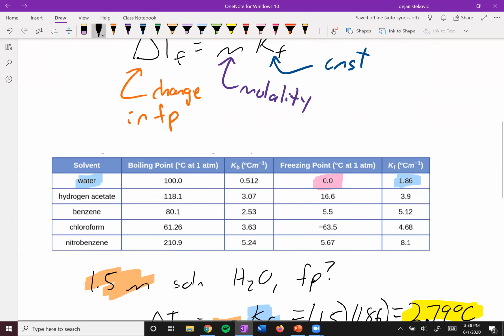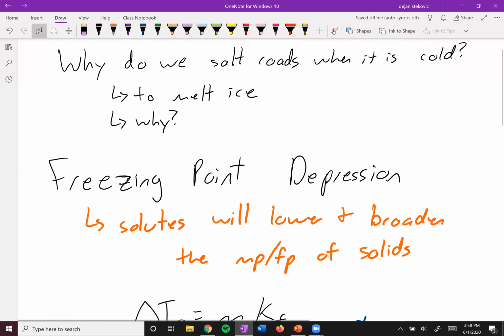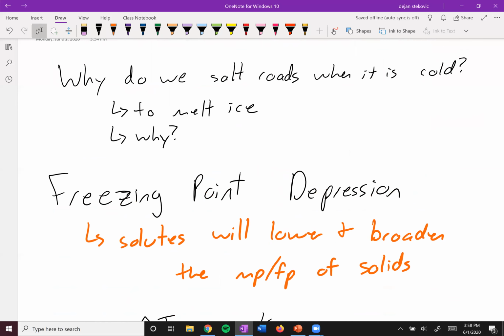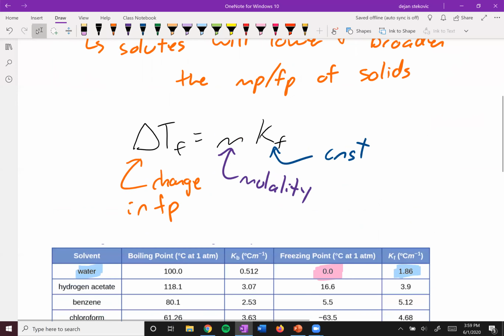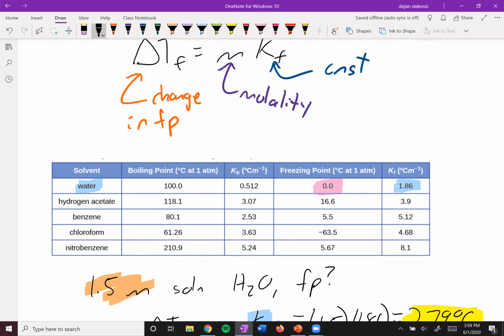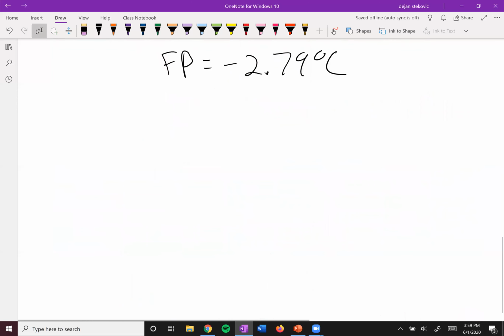So the fact that solutes lower and broaden the melting or freezing point can be used to determine the purity of compounds. Oftentimes in Gen Chem labs, we'll do melting point tests. If we have what we think is pure compound A, and we know the melting point of pure compound A, we'll do a melting point test, and how close it is to the real value tells us that it's pure. The closer it is, the more pure it is. The further it is from its normal freezing point, the less pure the compound is.